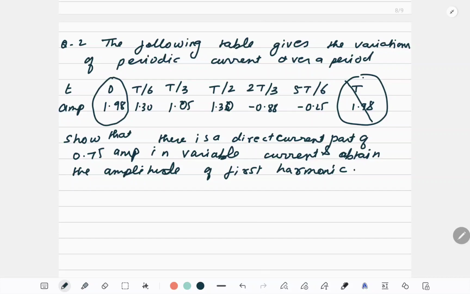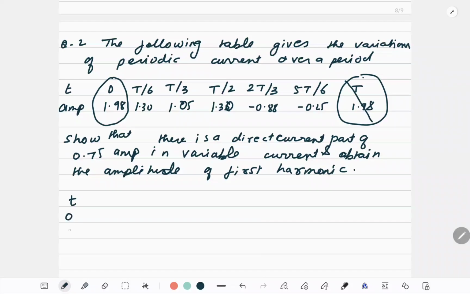Okay, so now read the question. The following table gives the variation of periodic current over a period. Show that there is a direct current part of 0.75 ampere. This is called the constant term. And obtain the amplitude of the first harmonic. Fair enough. Let us make the table.